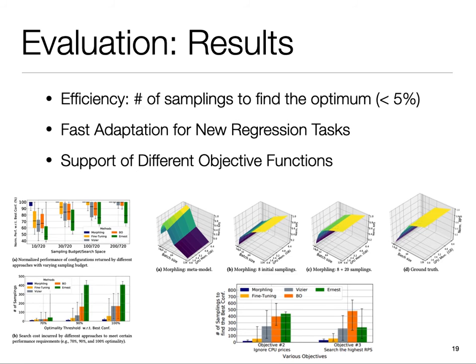Also, Morphling's efficiency is not tied to a particular objective function, but generally applies to a broad range of objectives. To show this, we also defined another two objectives, as shown in the figure on the bottom right. This figure shows that under various objectives, Morphling can usually get the optimal configuration by sampling only 5% of the configuration space.